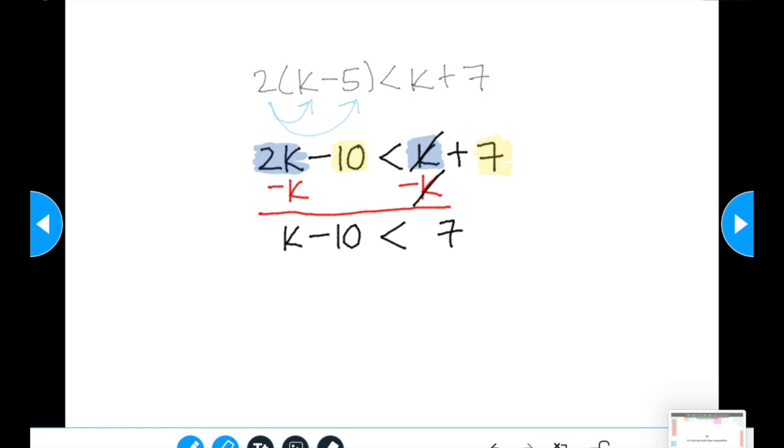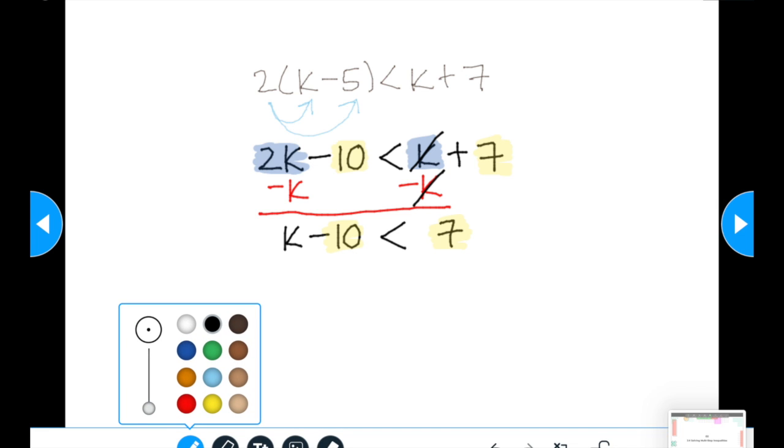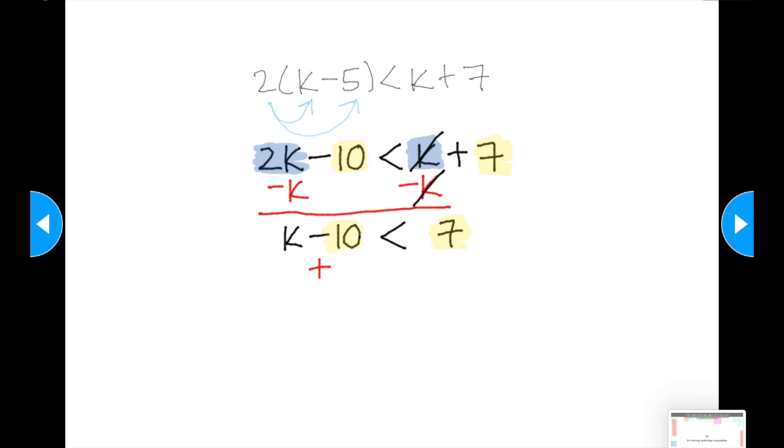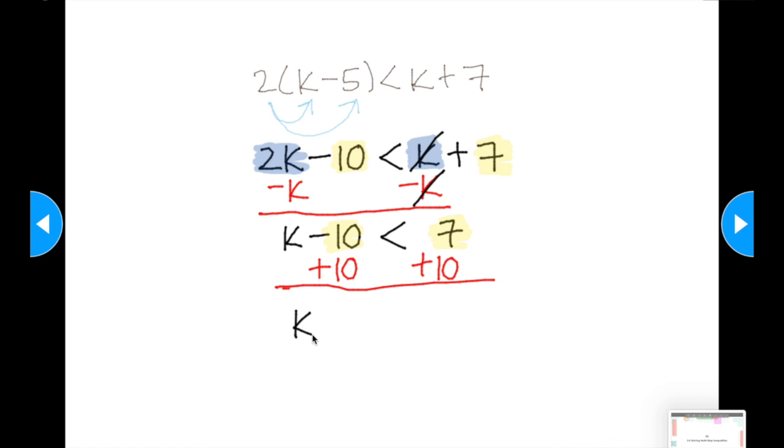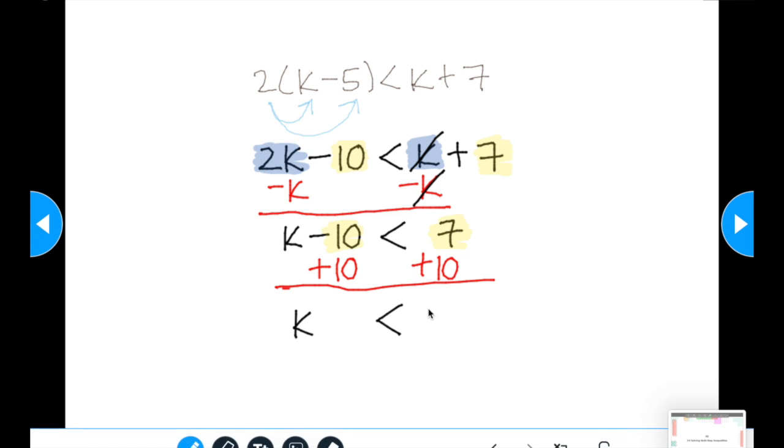And like I said before, 10 and 7 are like terms, so I can combine those as well. I'm going to add 10 to both sides. When I add 10 to both sides, I'm just left with k less than 17.